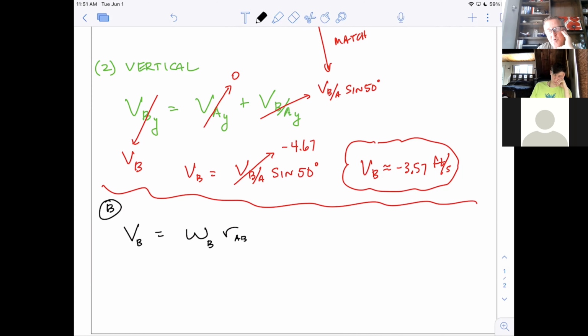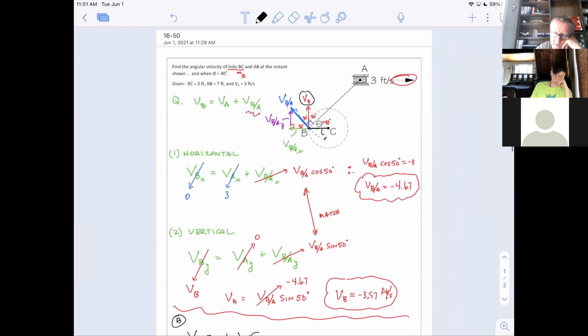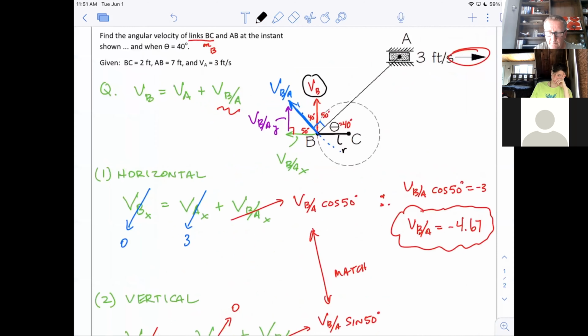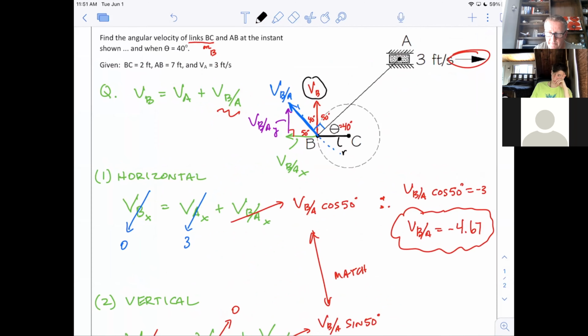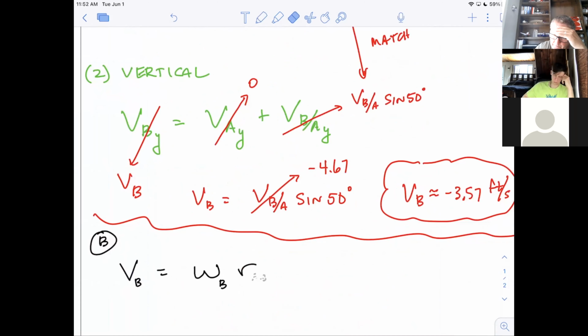In other words, B is moving, yeah, but around what point? Oh, around A. Well, then that's the length of its radius. And so we were told that radius was 7. No, that's wrong. BC. I wrote the wrong number. It's not AB, it's BC. Gotta be looking at the picture. B is rotating around C. So we were told that was a distance of 2 feet. And we figured out a second ago, fortunately, that the velocity of B was negative 3.57.